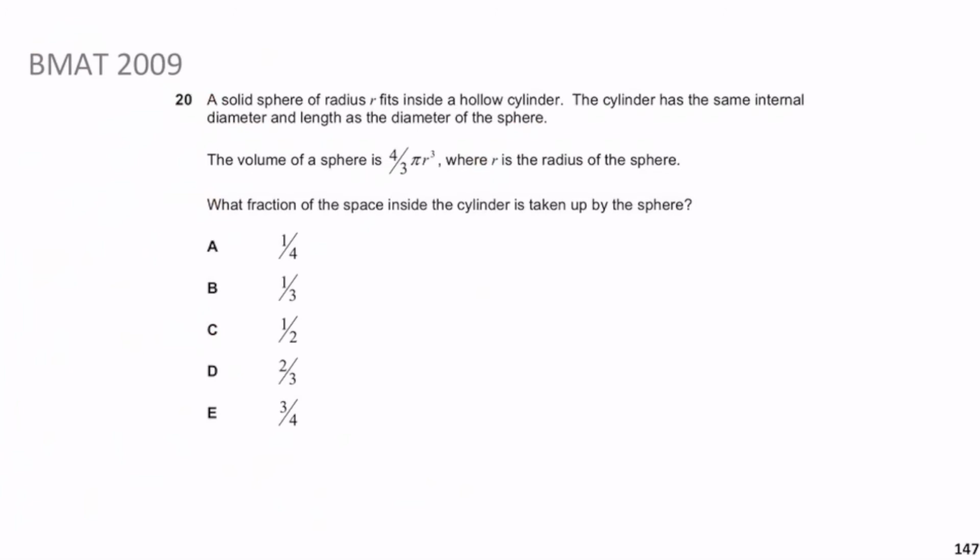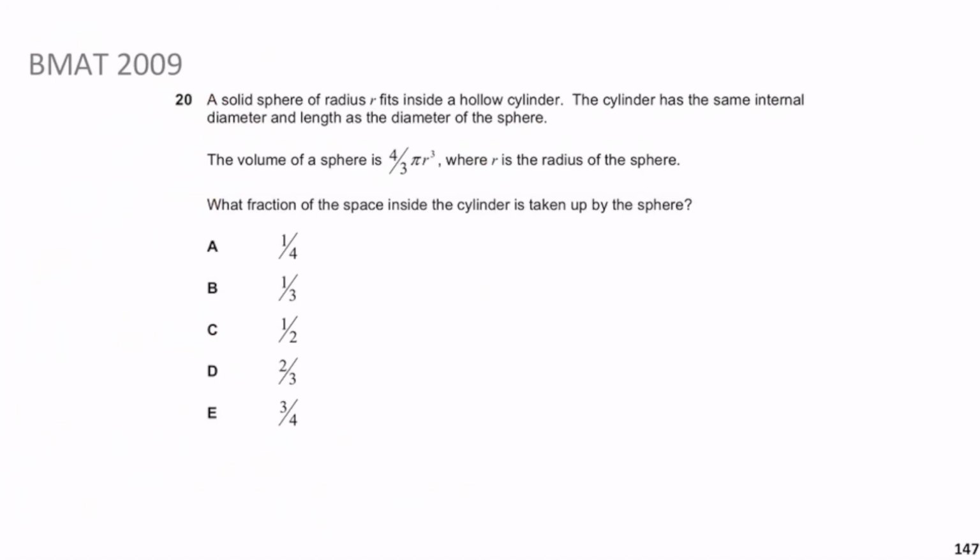It says, a solid sphere of radius r fits inside a hollow cylinder. The cylinder has the same internal diameter and length as the diameter of the sphere. The volume of the sphere is 4/3 pi r cubed, where the radius is r. So what fraction of space inside the cylinder is taken up by the sphere? So guys, pause the video, give yourself a minute. Be sure to be back after that. We'll go through the solutions.